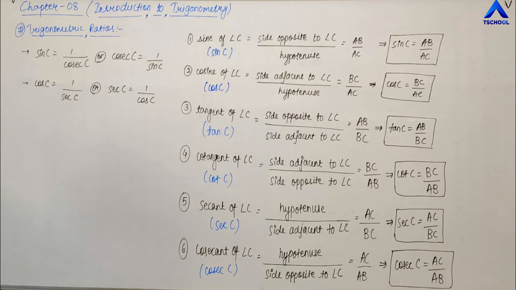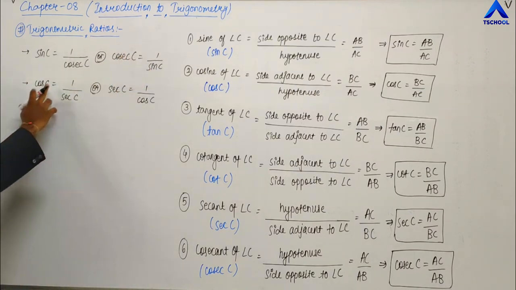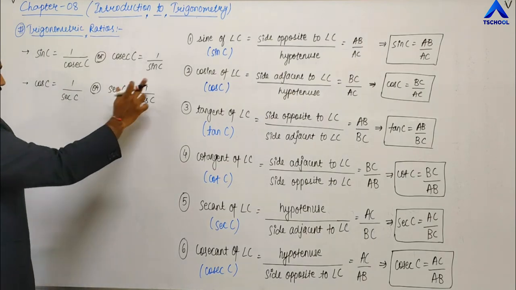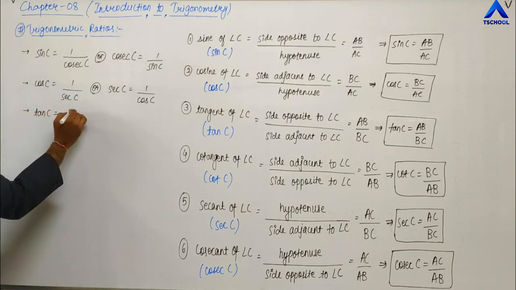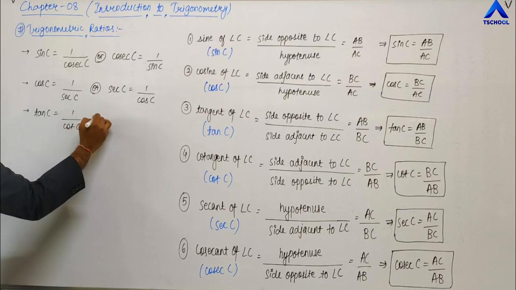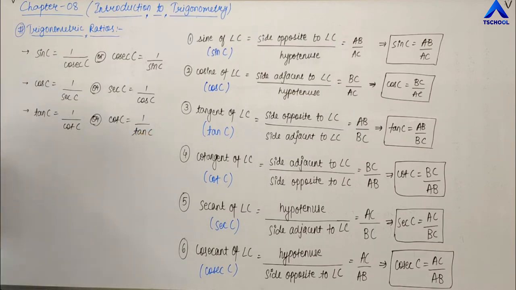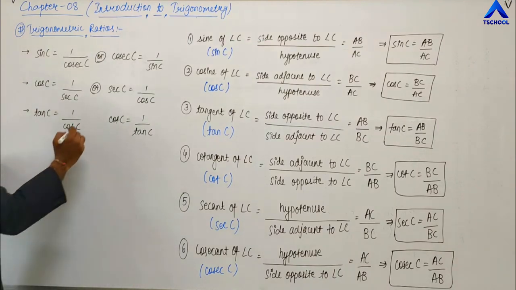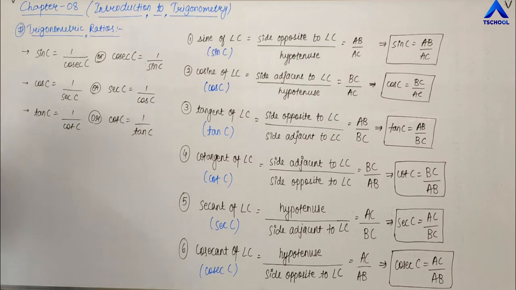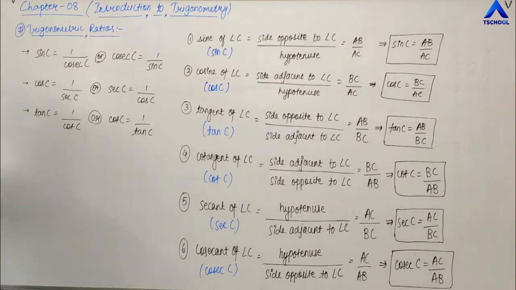cos C, right? So this is the second ratio that you need to understand. And the third one, tan C is equals to 1 upon cot C, or cot C is equals to 1 upon tan C, right? So these are the three different ratios. They are relatable to each other from these six different basic ratios, which are a must to remember.